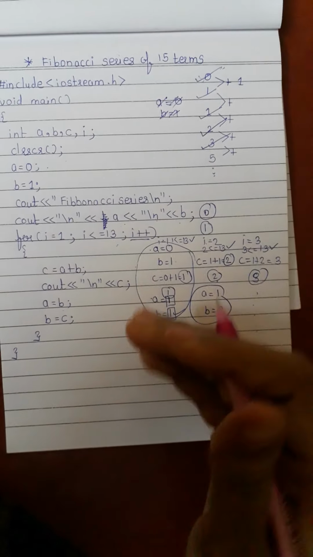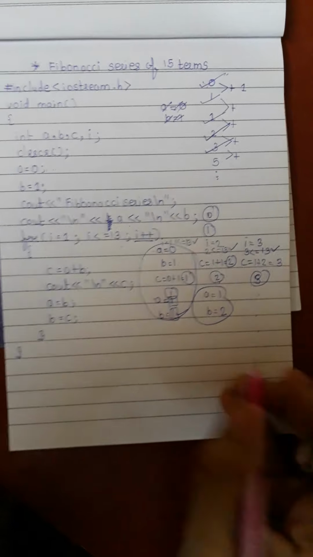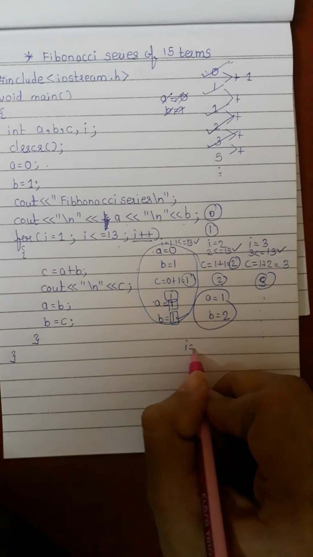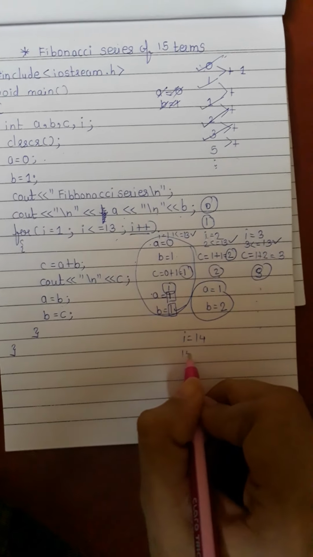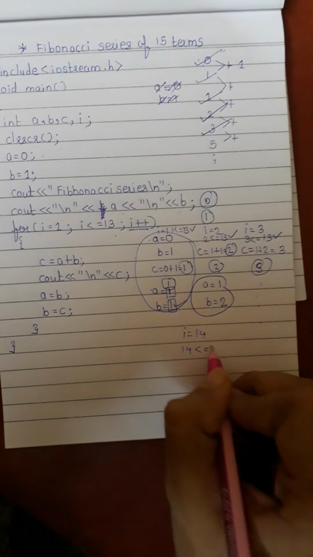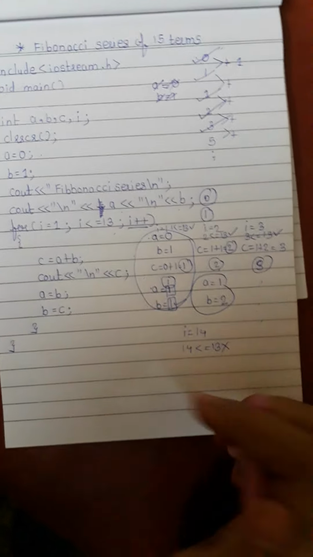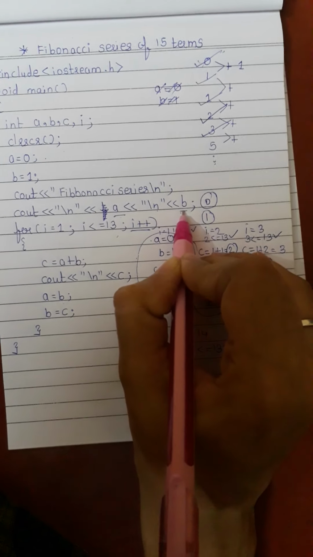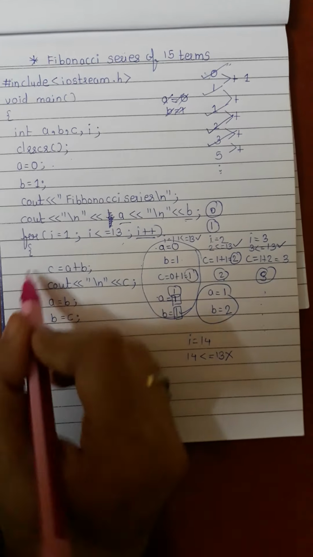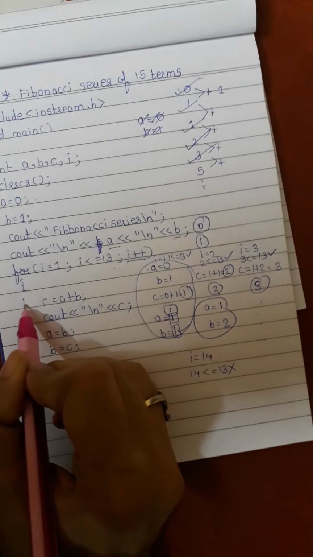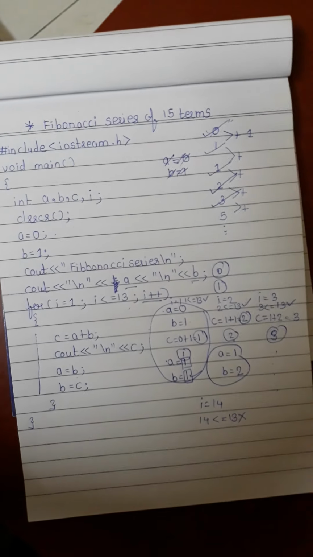Like that this execution will go on till i becomes 14. Once the value of i is 14, it will again check the condition, 14 less than or equal to 13, the condition is false. So total 15 numbers, 15 terms: first these two terms we have already displayed, and the remaining 13 terms will be displayed because of this particular logic. So this is the logic for the Fibonacci series.